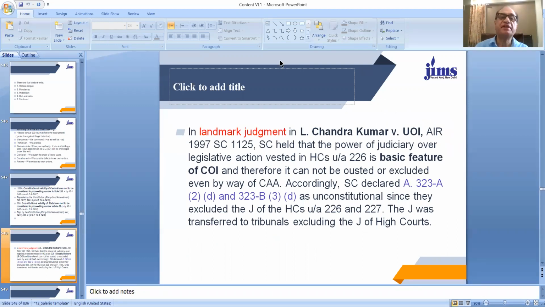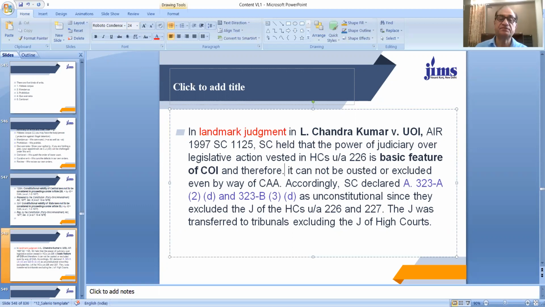Dear students, we have a very important leading case before us, that is L. Chandra Kumar versus Union of India. It was held by the Supreme Court in this case that the power of judiciary over legislative action vested in the high courts under Article 226 is the basic feature of the Constitution of India, and therefore it cannot be ousted or excluded even by way of a Constitutional Amendment Act.